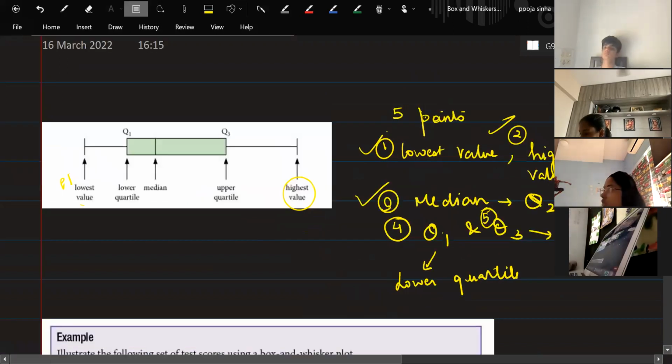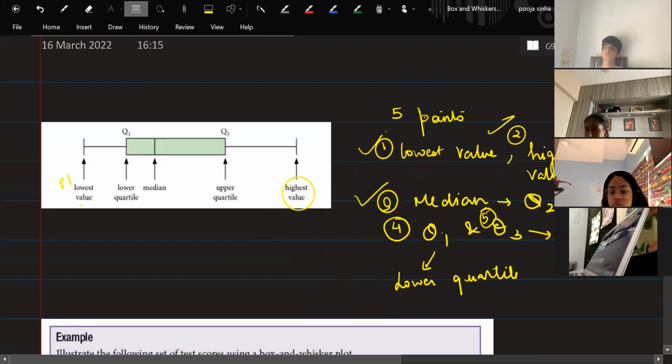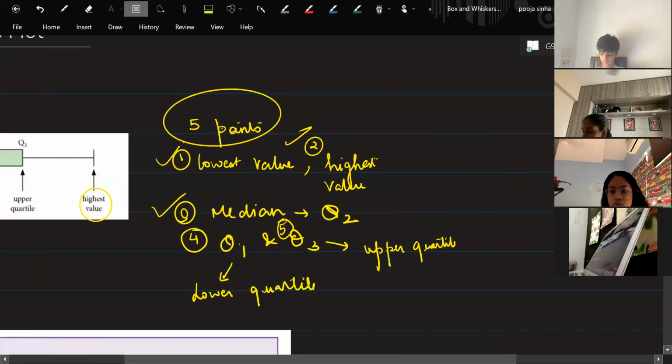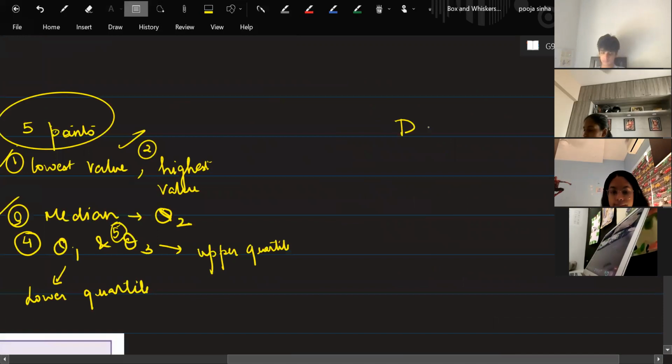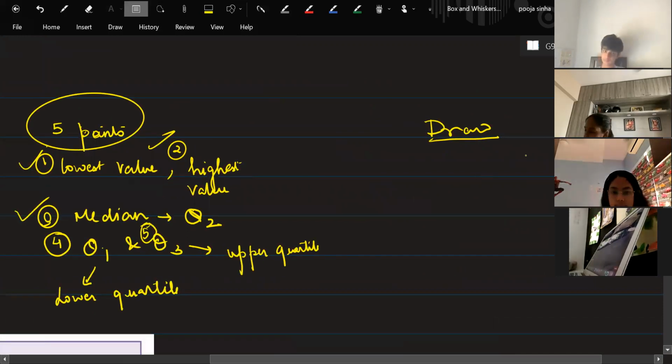Okay. That's 5 points are clear. What are the 5 points that you need to find out? How to find out, I'm going to tell you with the question. Okay. 5 points. Then next, how to draw. How will you draw? To draw, you will make a box and you will make whiskers. Like the whiskers of a cat.